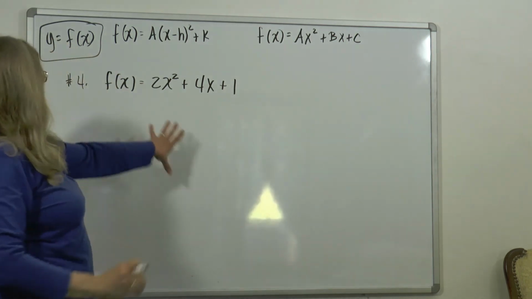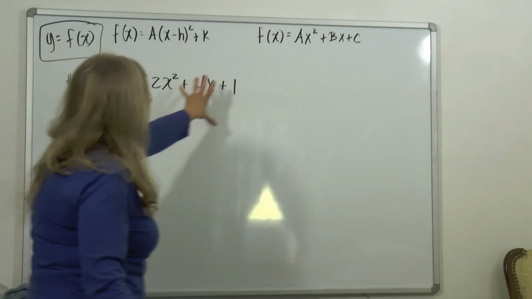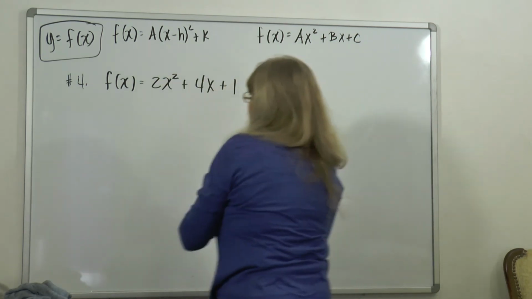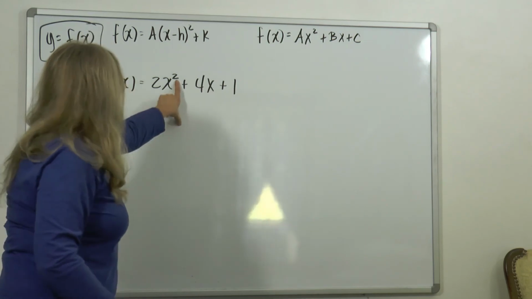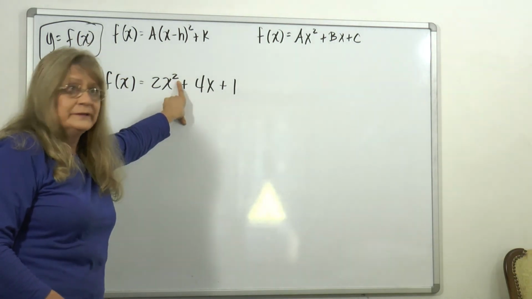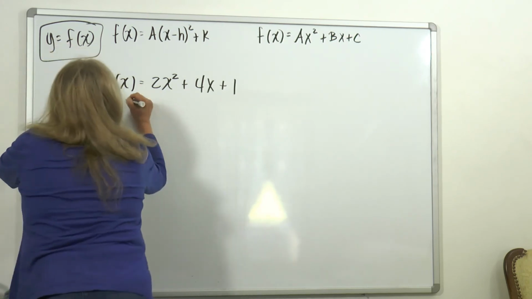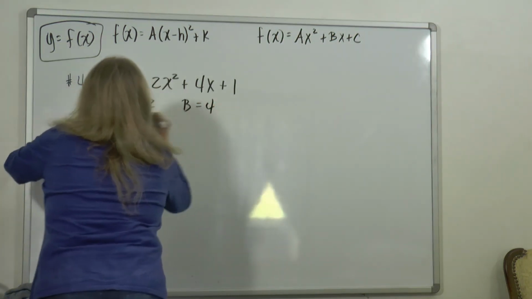Okay, so looking at problem number 4, I don't have the binomial squared thing, so it's in this format. I know it's a parabola because that's the section we're doing, but also because the highest exponent on my variable is a 2. Okay, so my a is 2 and my b is 4.